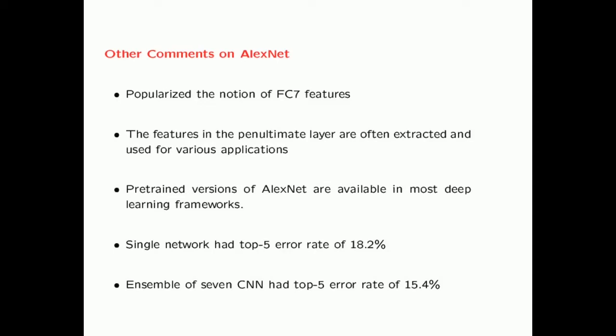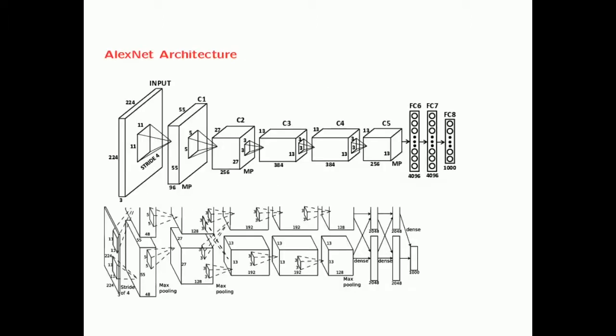Now, this AlexNet popularized the notion of FC7 features. So you can see that in this diagram, there is this fully connected layer at the end called FC7. Now, these features are often extracted and used for applications beyond classification. And even today, when we extract these features from other architectures, which do not necessarily contain the same number of layers, they are still referred to as FC7 features, because this annotation of the FC7 features is inherited from AlexNet.